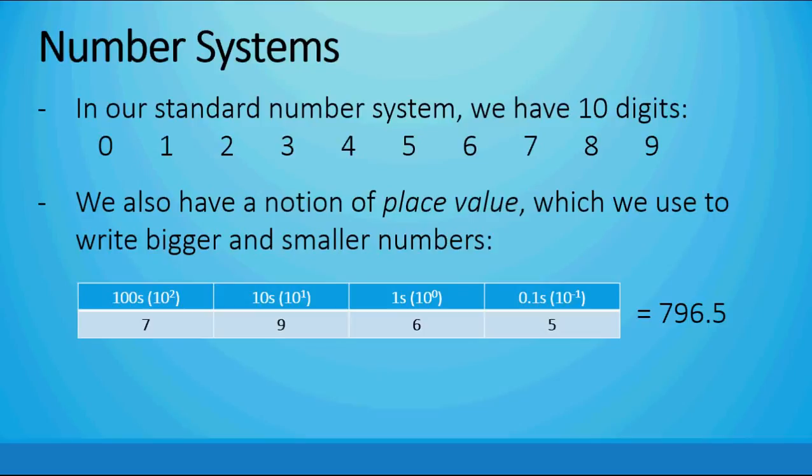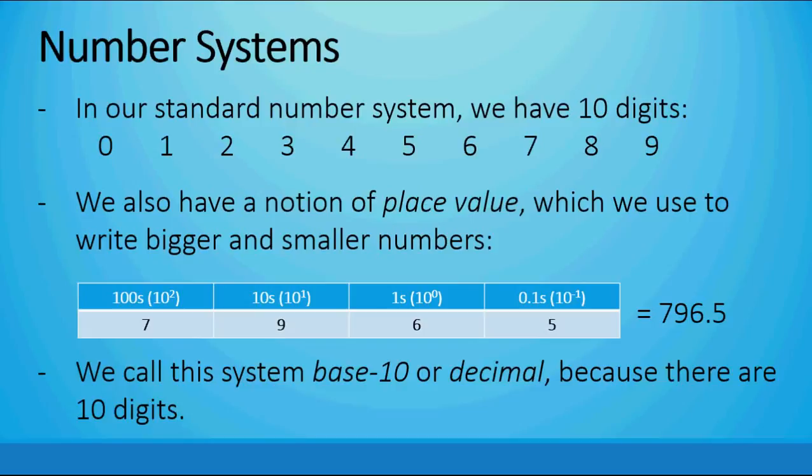Now we have a name for this number system. It's called base 10 or decimal. Decimal coming from the Latin deca, meaning 10. As you might imagine, that's because there are 10 digits. Not hard to work out.